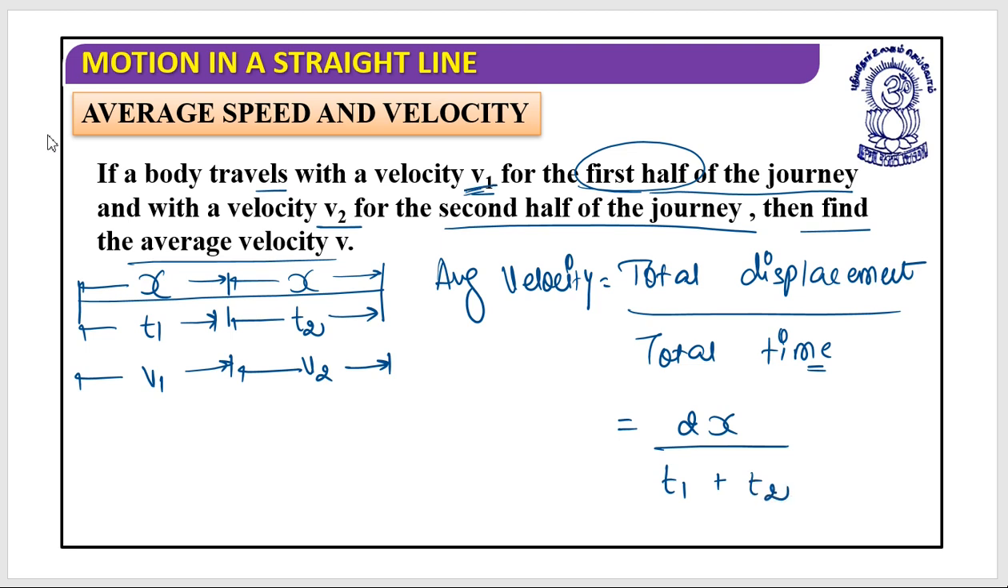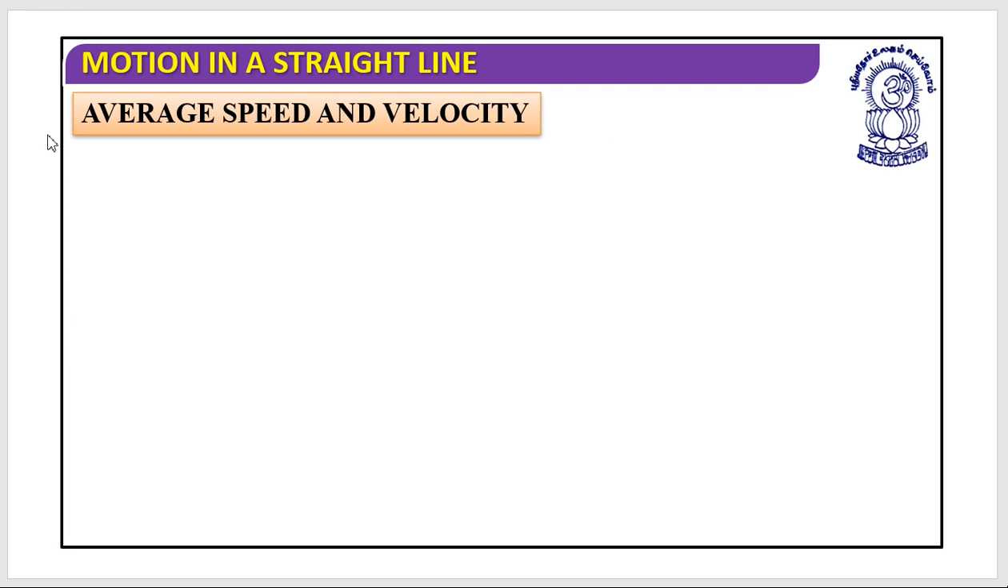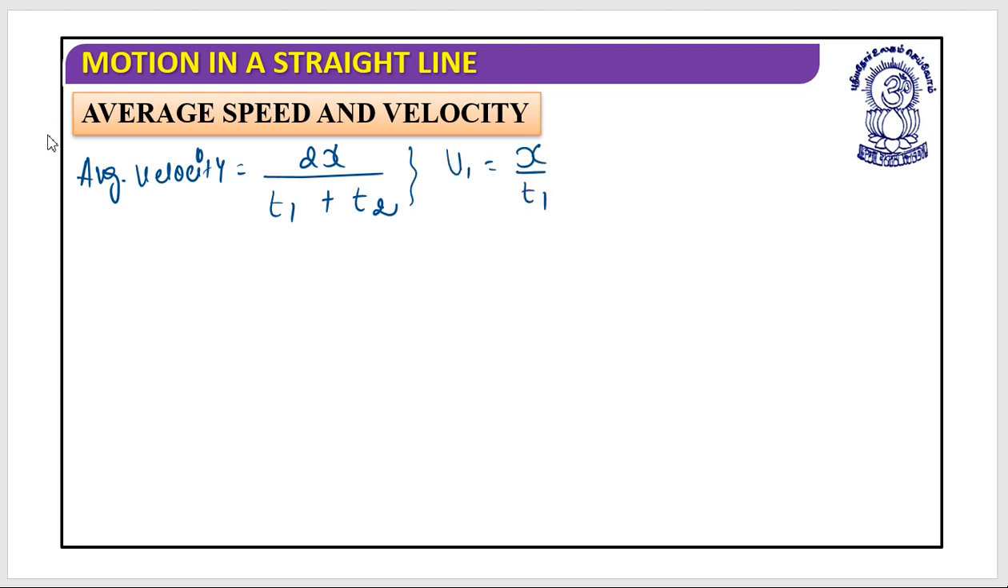But I have been given only v1 and v2, not time. So what should I do? Let's look. What I can write is average velocity equals 2x divided by t1 plus t2. Now I have been given v1, which is x by t1. So I can write t1 equals x by v1. In the same way, I have been given v2, which is x by t2, and according to this I can write t2 equals x by v2.